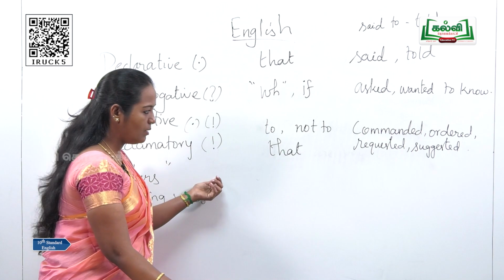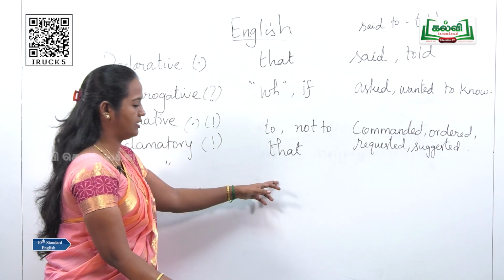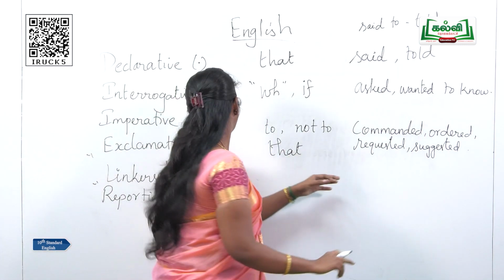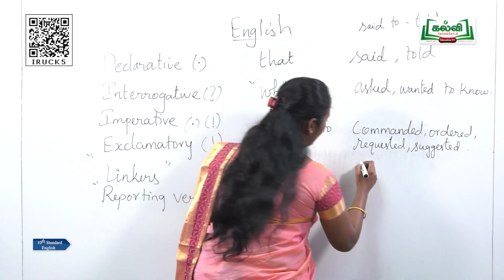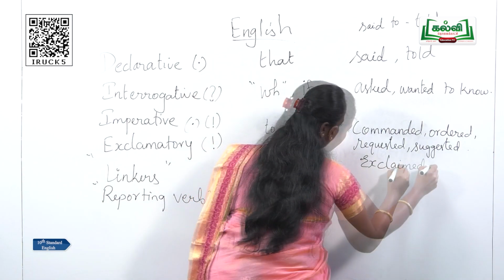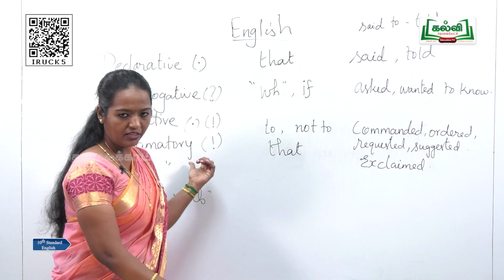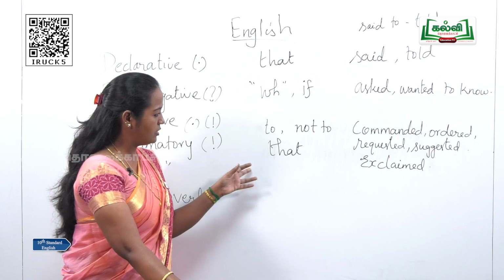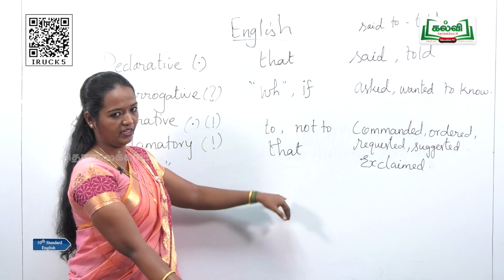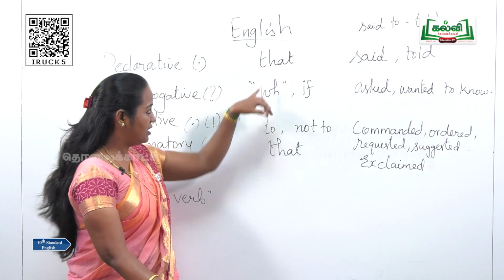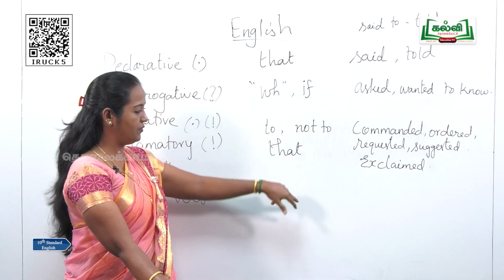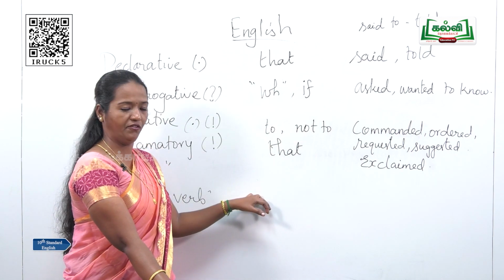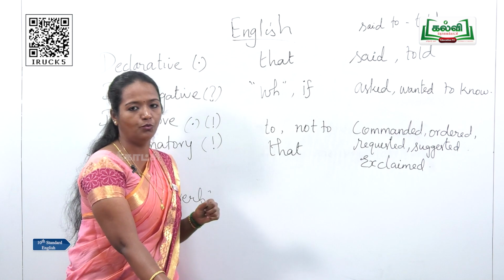And if it is an exclamatory sentence, the linker is that. Okay, and the reporting verb would be exclaimed. So exclamatory sentences are also statements but with a stronger emotion. So that is why we are using the same linker here, that. Okay, so here we don't have emotions and feelings, here we do have stronger emotions and feelings. So that is the main difference between these two.